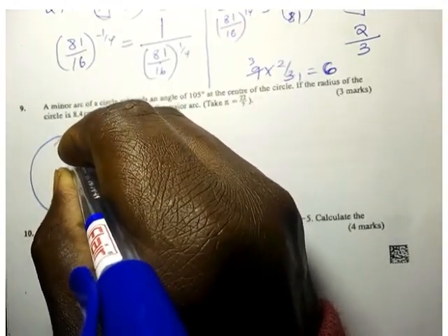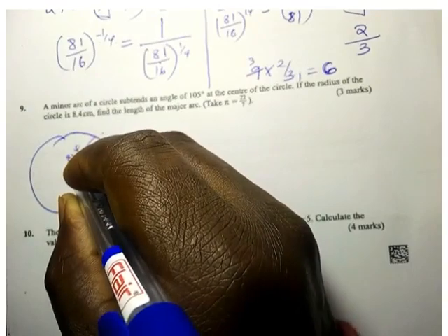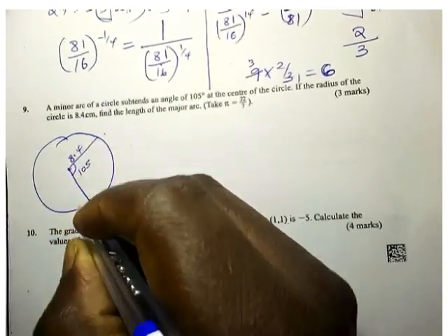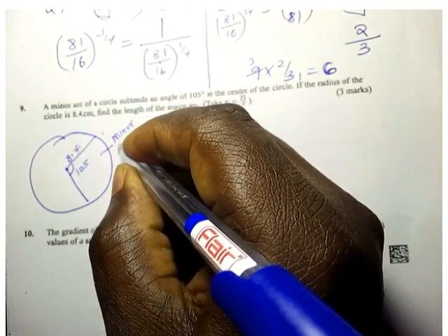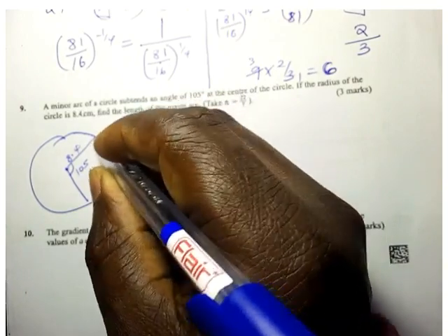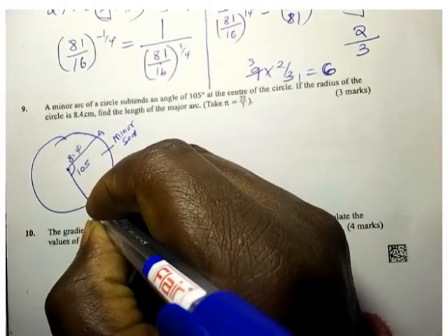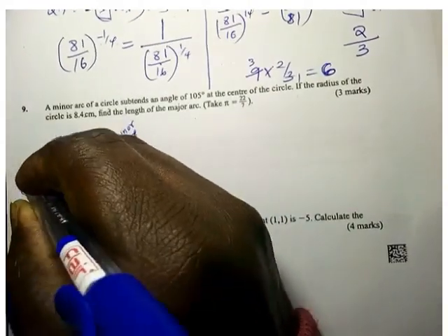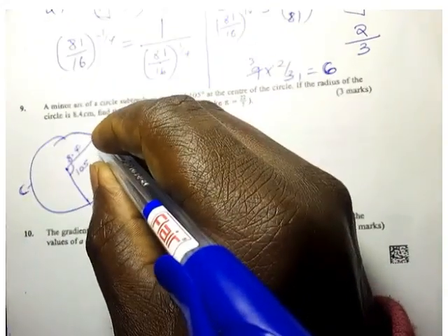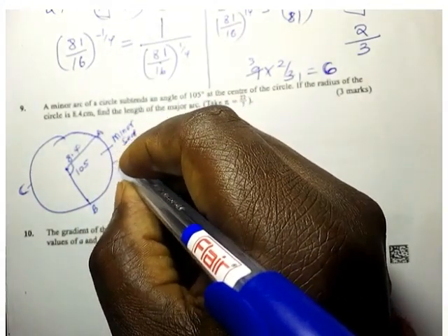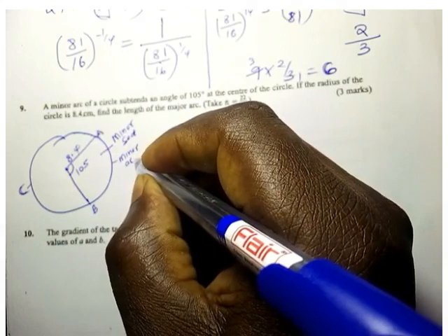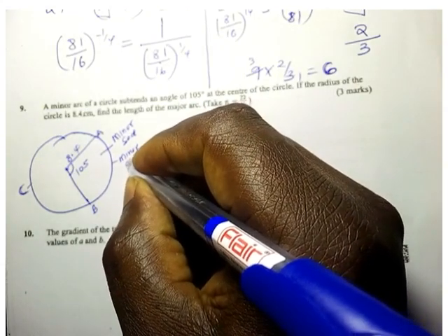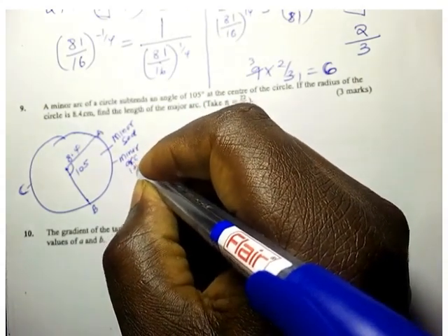The radius is 8.4 and this angle here is 105. This one is the minor sector. So from A here to B here, if I can label that and label here C, from here up to here is the minor arc length.